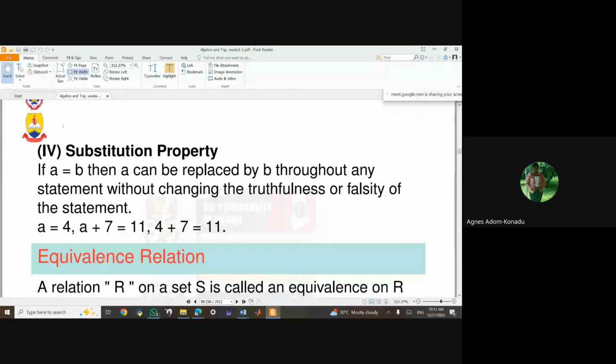So for example, if I have A equal to 4, and then I write A plus 7 is equal to 11, then in place of A, I can write 4, so that I have 4 plus 7 equal to 11. And it should not change the truthfulness. I can write 4 in place of A because I'm saying that A is equal to 4. So I can write 4 plus 7, and this is equal to 11. It should not change the truthfulness.